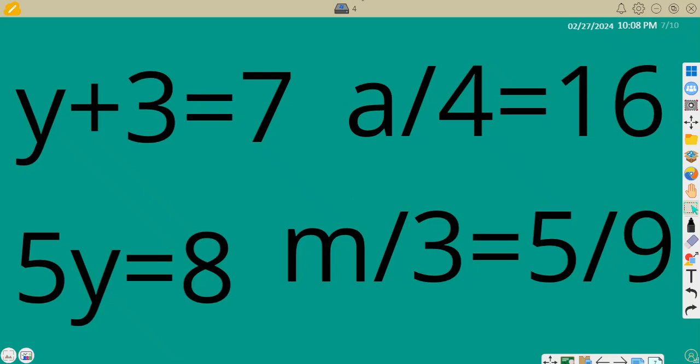Hello guys, today we'll learn equations. Do you have any idea how to solve all these equations on the screen? So we'll solve them one by one.